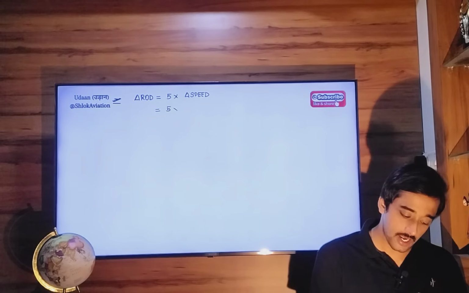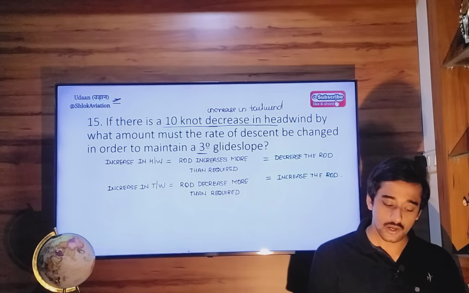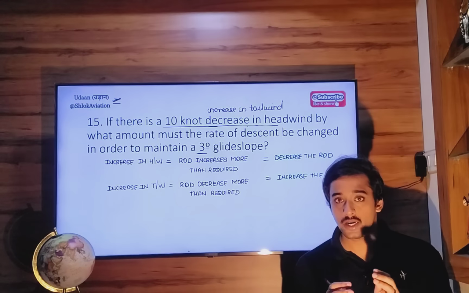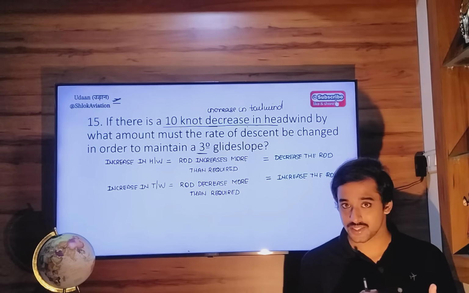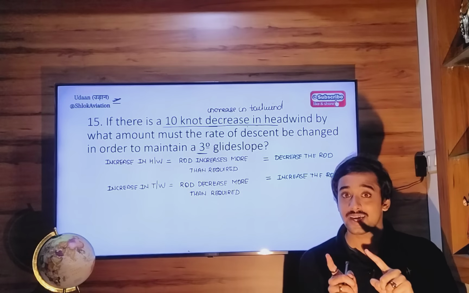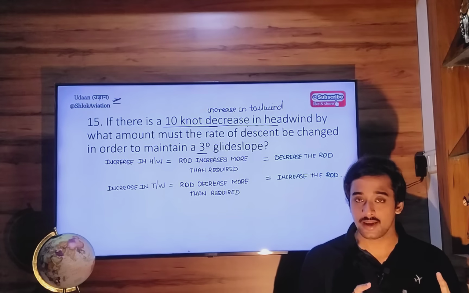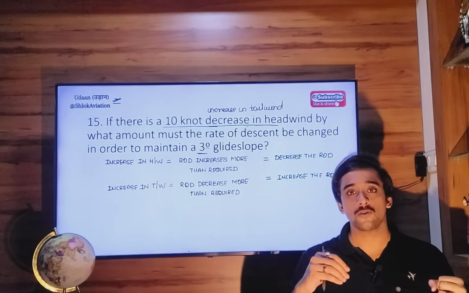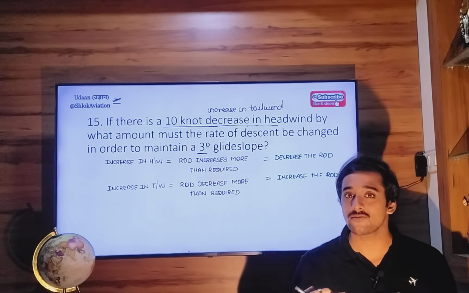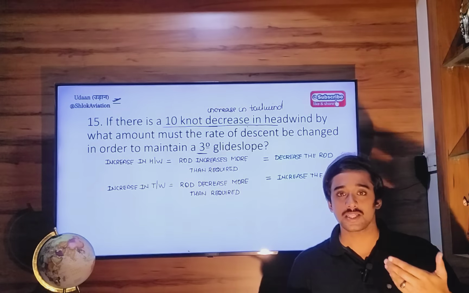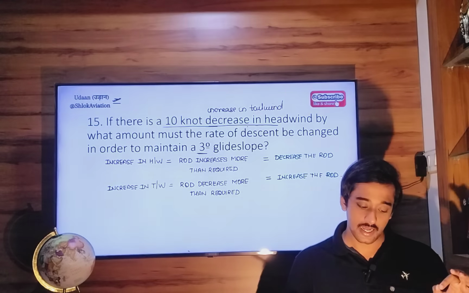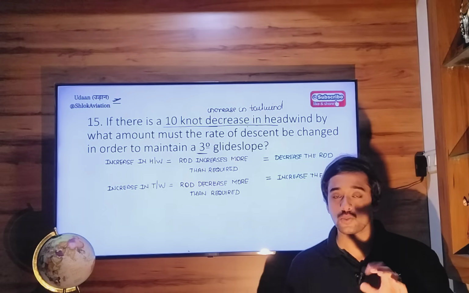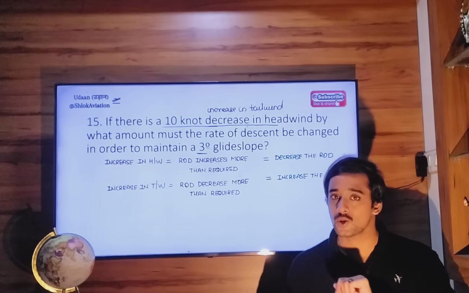So 5 multiplied by, now, a 10 knot decrease in headwind. Whenever there is an increase in headwind component, your ground speed decreases. So when there is a decrease in headwind component, meaning when the headwind component decreases in magnitude, the ground speed of your aircraft, the forward speed of your aircraft with respect to the ground, will increase by the same amount. So a decrease in headwind or increase in tailwind by 10 knots will increase your ground speed by 10 knots.